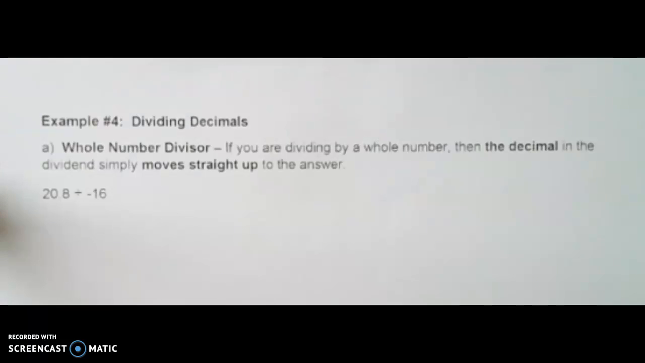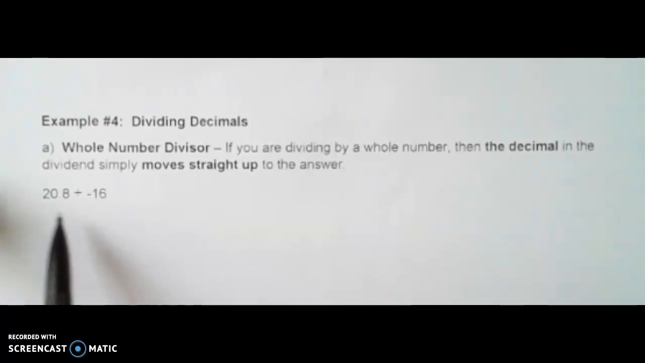So we just had a good review of dividing fractions, and now we'll do a good review of dividing with decimals. And there are a couple of different examples that we have to look at. The first example we're going to look at is when we have a whole number divisor. We have 20 8/10 divided by -16. This number that you're dividing by is called the divisor, and this divisor is whole. This is a whole number divisor. If you're dividing by a whole number, then the decimal in the dividend simply moves straight up into the answer. And so let's see what this looks like.